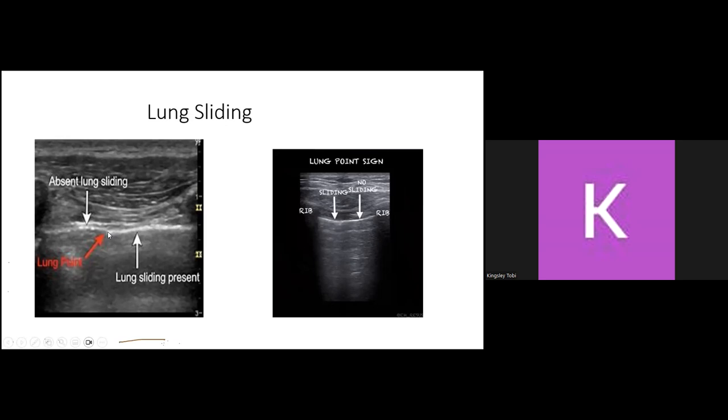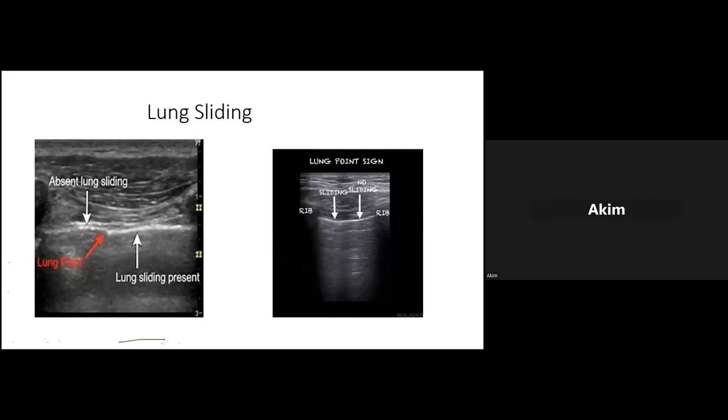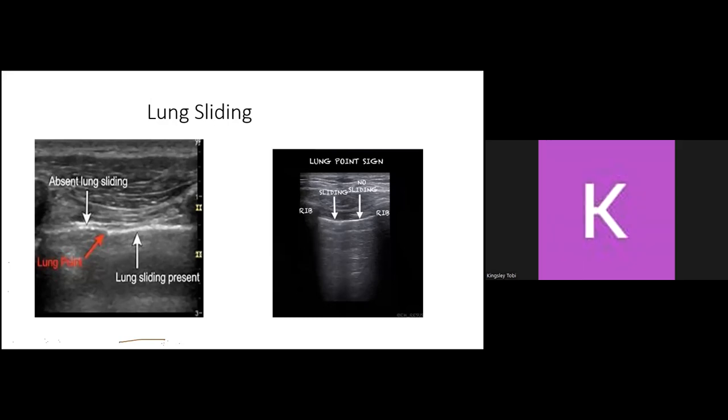In some cases you see lung sliding, and you see the point at which lung sliding no longer exists. So the point between lung sliding and no lung sliding is what we call the lung point. If you are able to identify a lung point on ultrasound, it's more than 99% diagnostic of pneumothorax. It's something you can readily pick up at the bedside instead of waiting for a chest X-ray or CT scan. And once you see it, it also shows you the severity of the pneumothorax, such as tension pneumothorax that may cause hemodynamic instability requiring immediate intervention.